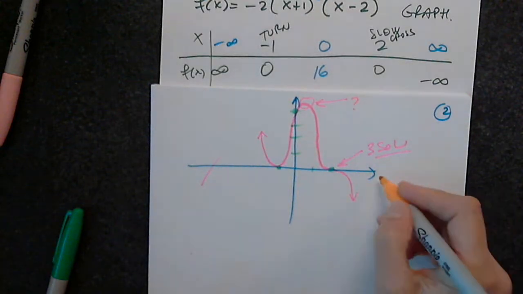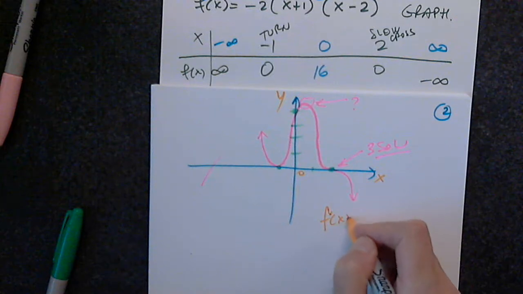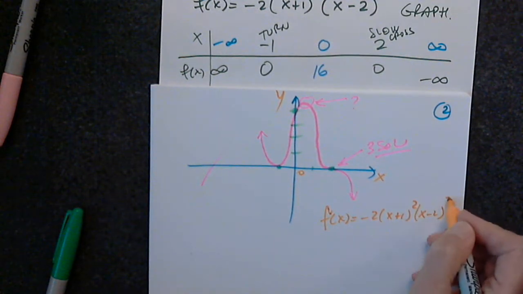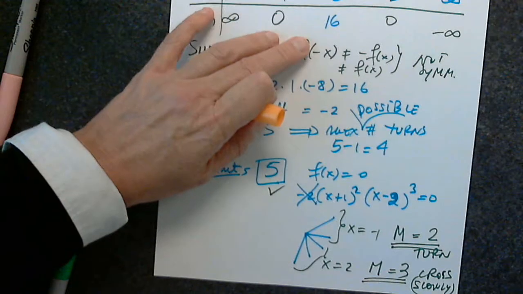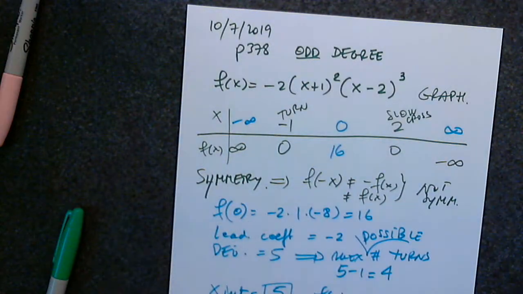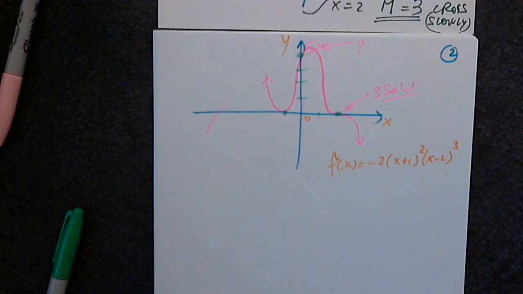So this is our function. So this is f of x equals -2 times (x plus 1) squared times (x minus 2) cubed. Notice that everything was in the table. I didn't care about anything else. I have everything in there.